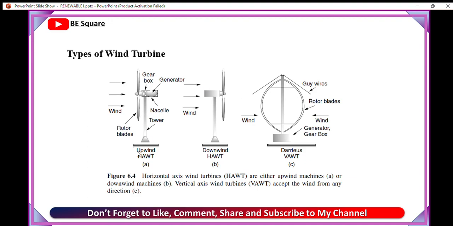Okay, the upwind horizontal axis wind turbine faces the wind from the front side of the blades, and in the downwind horizontal axis wind turbine, the blades face the wind from the back side. But in the vertical axis wind turbine, the blades are on both directions and it is strengthened by the guy wires, and the blades face the wind from each direction.